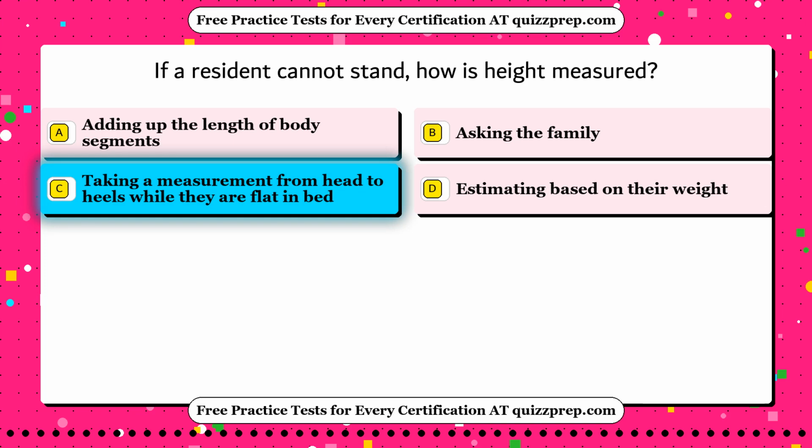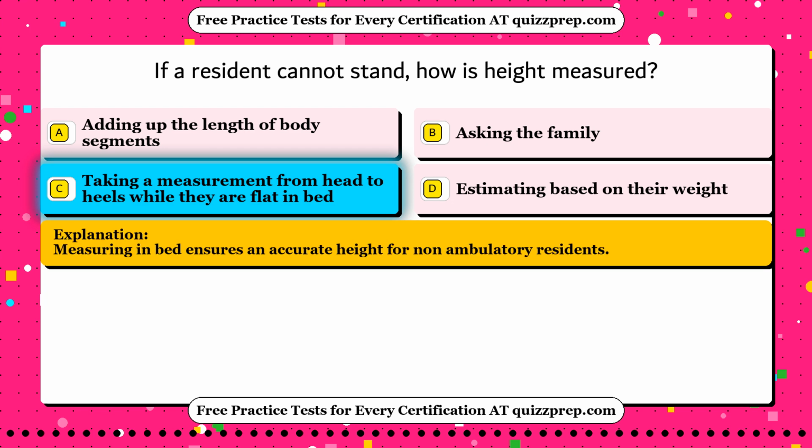The correct answer is option C, taking a measurement from head to heels while they are flat in bed. Measuring in bed ensures an accurate height for non-ambulatory residents.